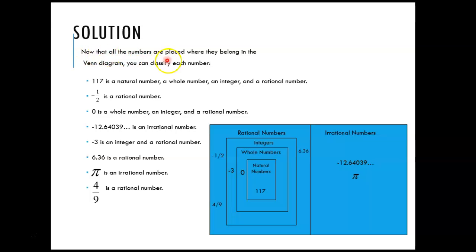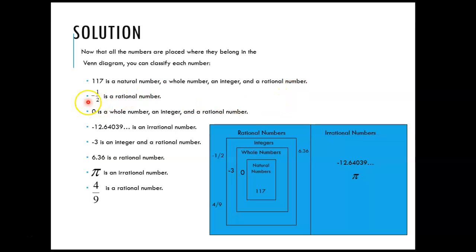So now that all the numbers are placed where they belong in the Venn diagram, you can classify each. So let's look at 117. 117 is considered a natural number. It's kind of like a counting number. So it's a natural number because that's inside the rectangle of the whole number. It's also a whole number because the whole number is inside the integers. It's also an integer and it's also a rational number. So that's why I said that it's a natural number, a whole number, an integer, and a rational number.